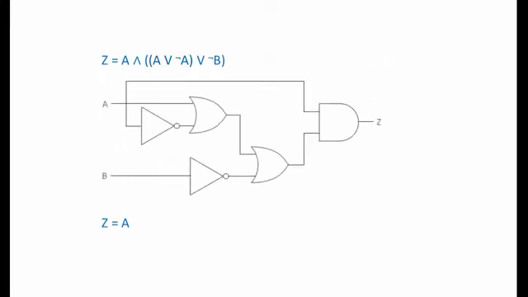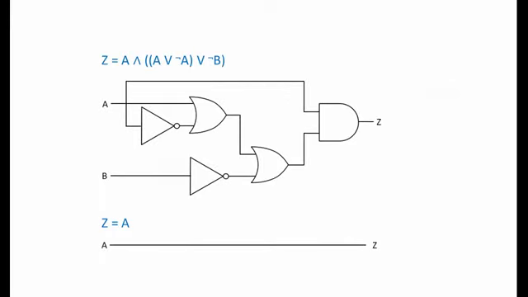So these two expressions are equivalent. Examine the truth table for the original circuit and you can see that this is indeed the case. The output of the circuit is always the same as A. In other words, the original combination of gates is essentially useless. A simple connection from A to Z will do exactly the same job.